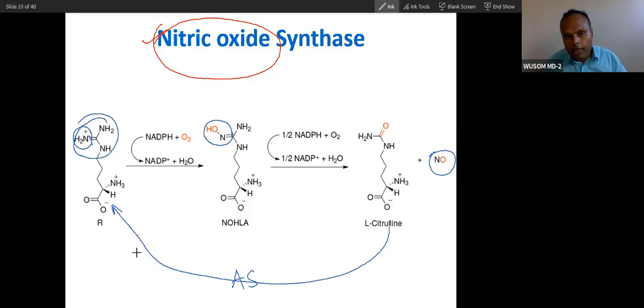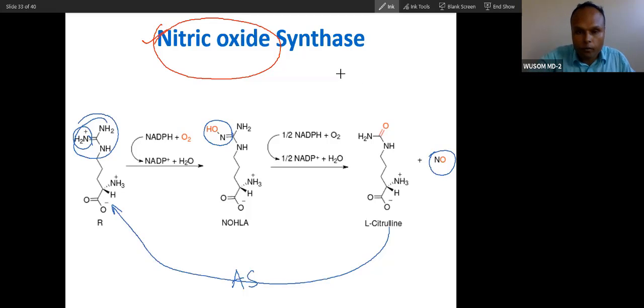This event does not happen in the liver. It will happen in intestine and kidney. It will not happen in liver. So this event is different from the urea cycle. Enzymes are similar, but they will be isoenzymes of the liver. So this is how nitric oxide is synthesized in 3 different organs.